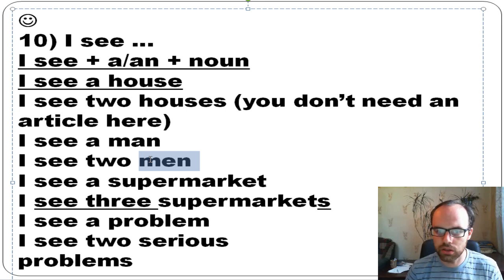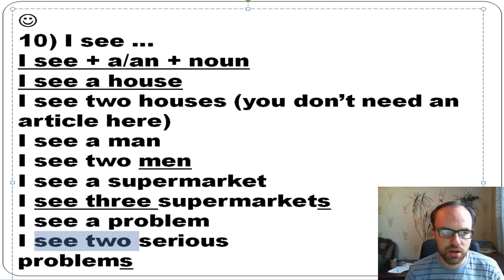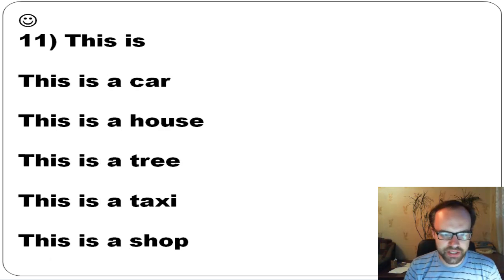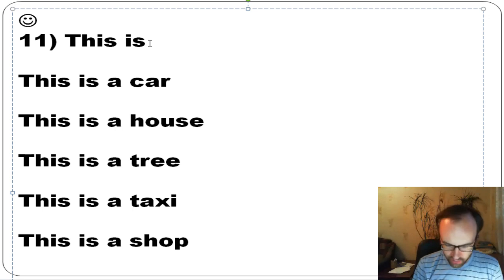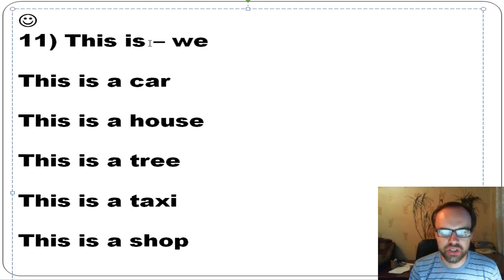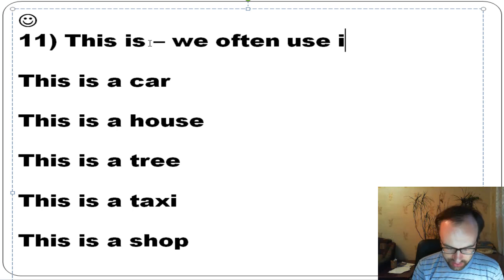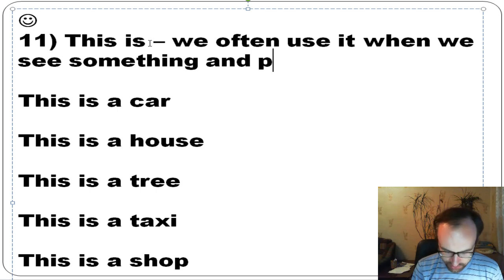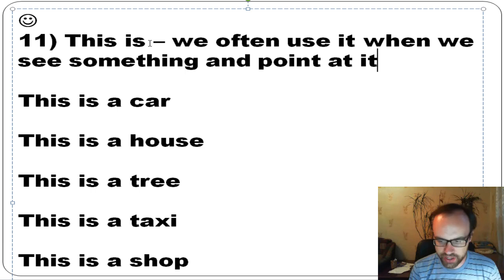One child, many children. I see a problem. I see two serious problems. Yeah, we have s, and we don't have an article here. So very good. Okay, so the next topic is this is. Right, this is. We often use it when we see something and point at it. Okay?